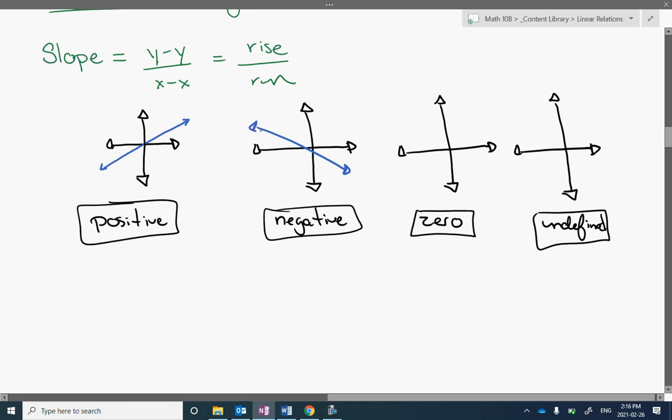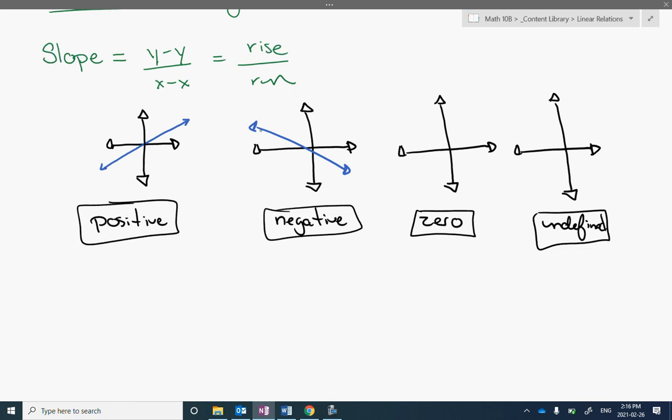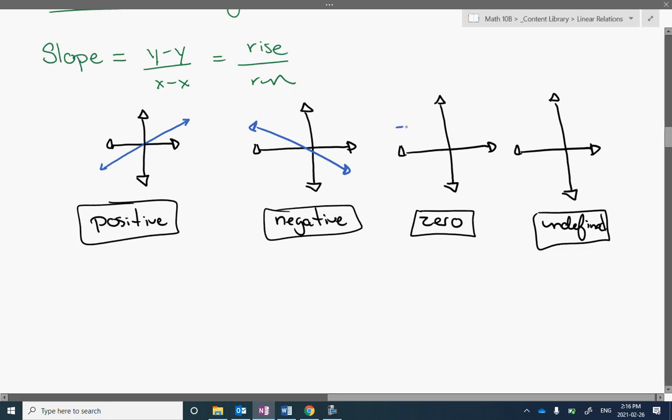What's a 0 slope? Go ahead, Matt. Good. Horizontal line. All of these are straight. We're only looking at linear graphs, so they're all straight. But specifically horizontal. Undefined is a vertical line.